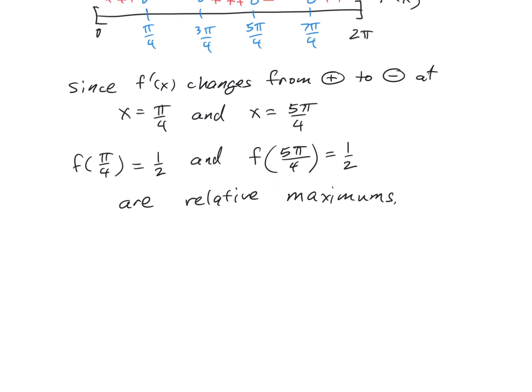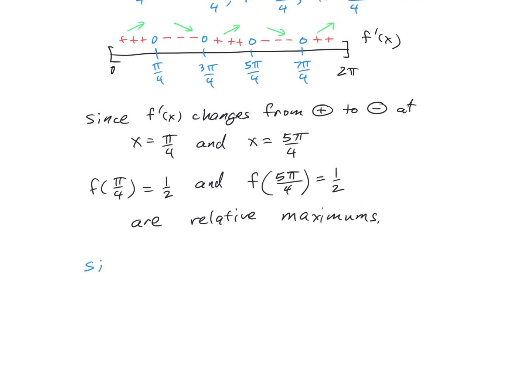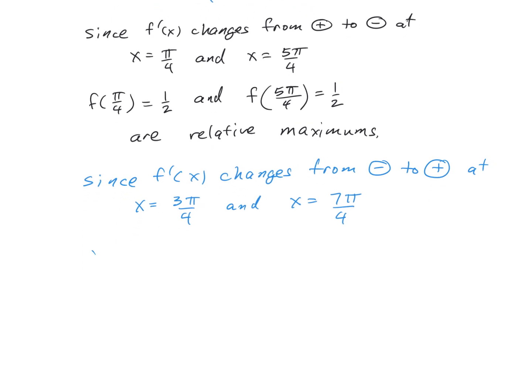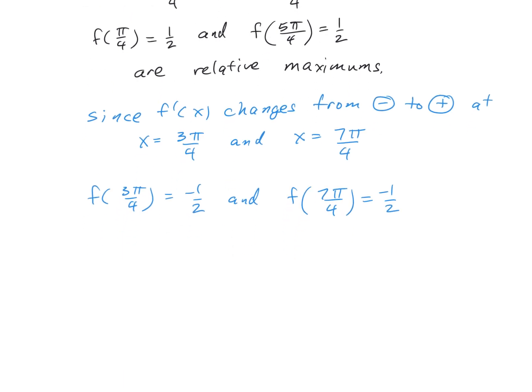And now we can do the same thing for the other two critical numbers. So since f prime of x changes from negative to positive at x equals 3 pi over 4, and again at x is equal to 7 pi over 4. We know that f of 3 pi over 4, which is negative 1/2, the signs are mixed there, and f of 7 pi over 4 is equal to negative 1/2, are relative minimums.